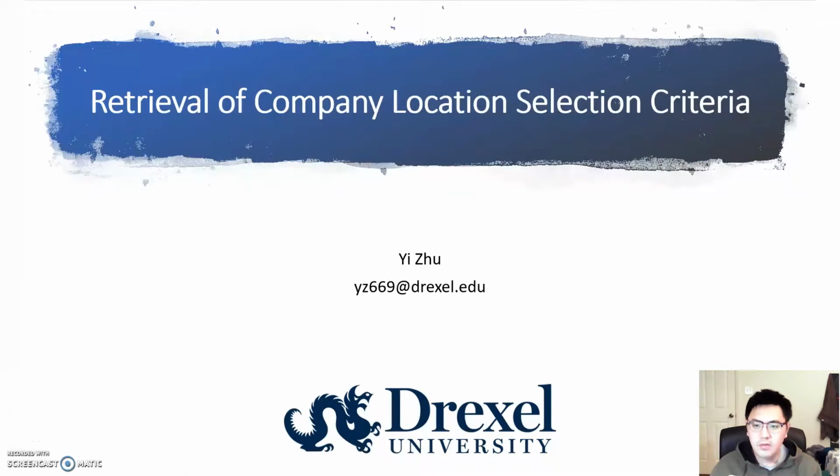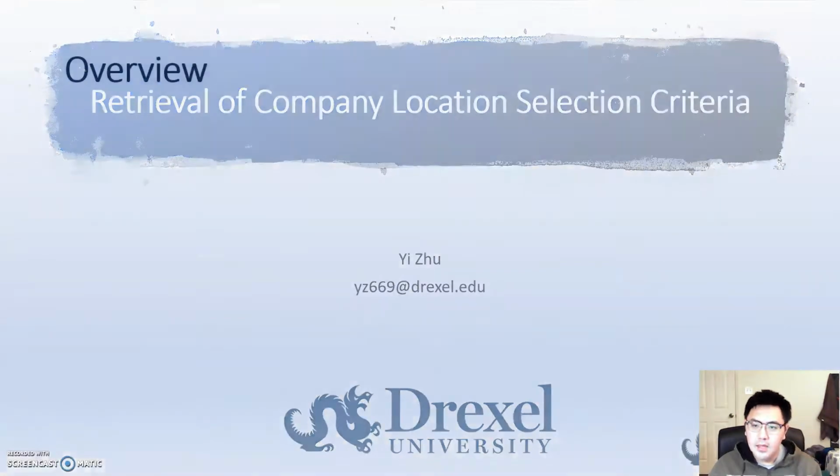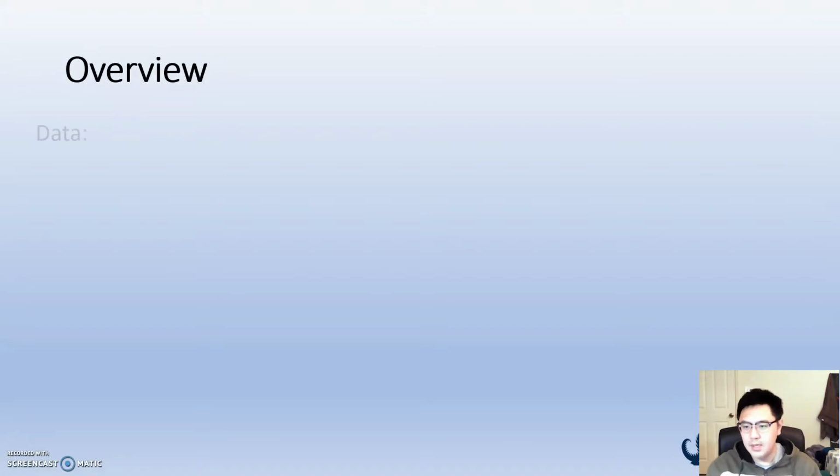This is a series of videos that introduce one of the natural language processing projects that I've done recently. The project tries to retrieve the company location selection criteria from a group of articles. So here's an overview of this project.